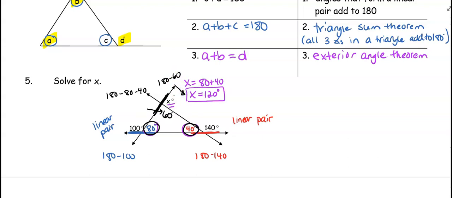So it's up to you. Whichever one instinctively makes more sense, go ahead and use that one. You could use triangle sum, or it's a little bit shorter to use the exterior angle theorem.